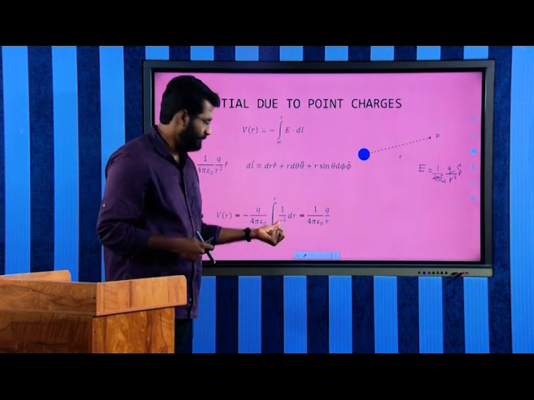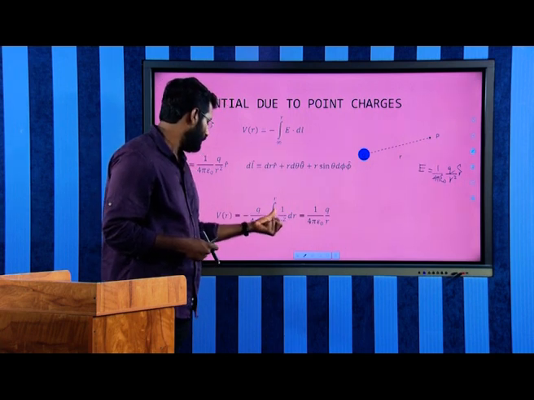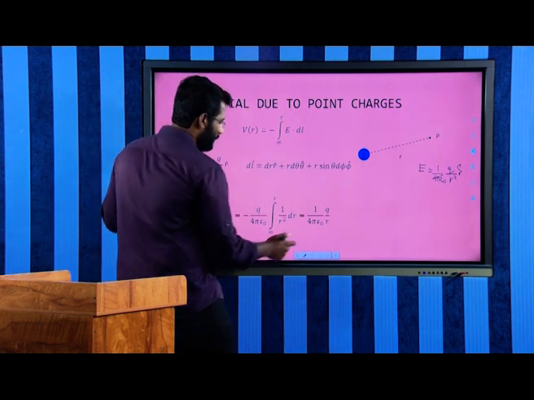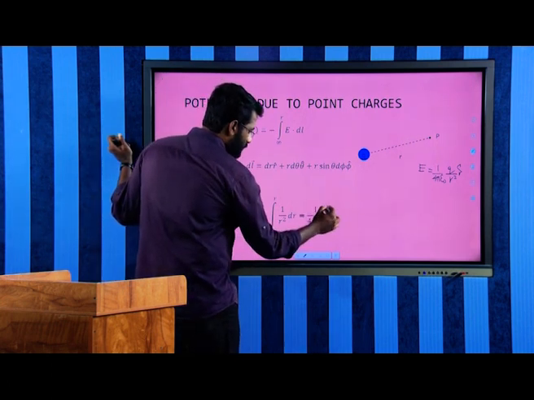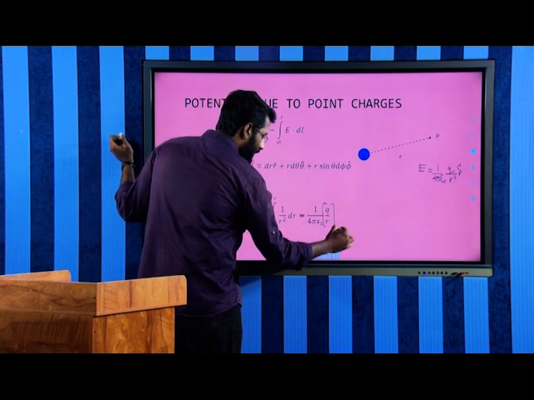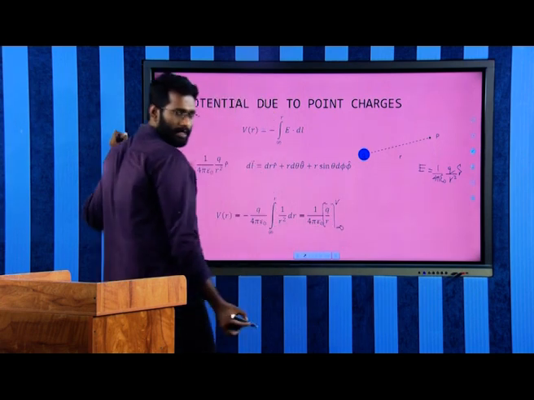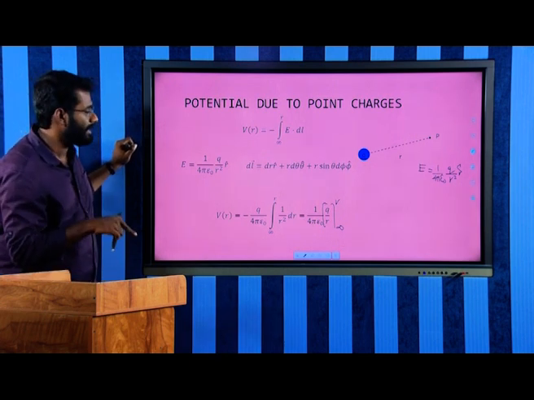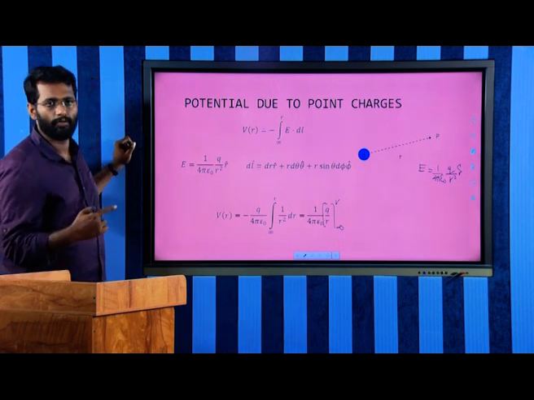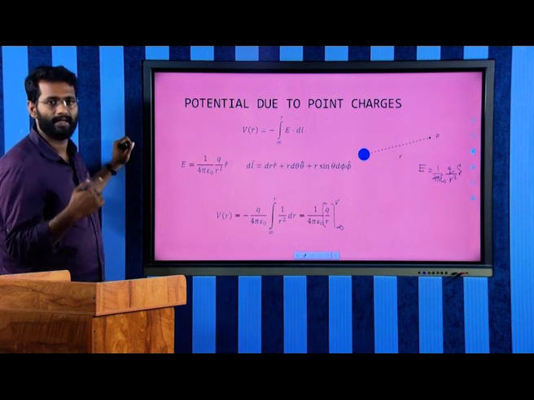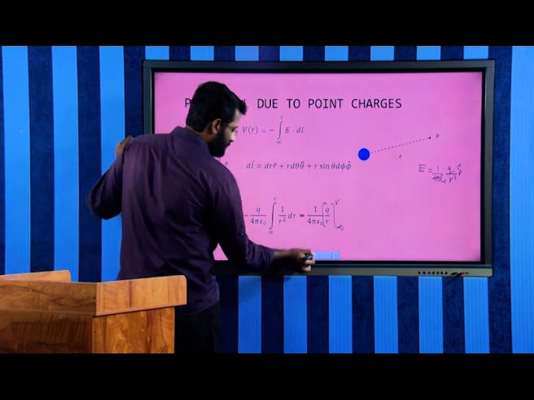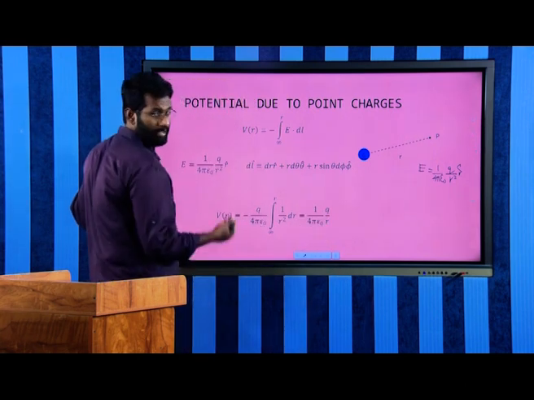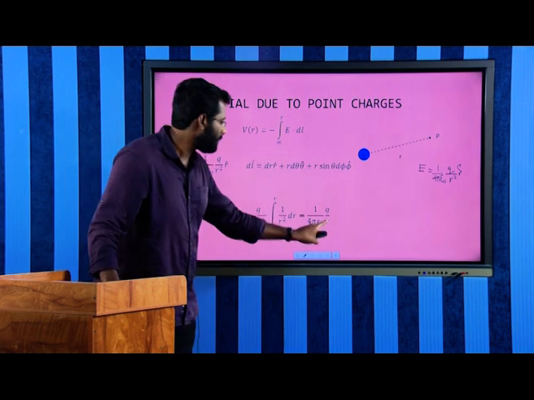The integral of 1 by r square becomes minus 1 by r, and with the minus sign in front, the minus sign goes away and we get q by r within the limits infinity to r. So when you give the upper limit, it becomes q by r minus q by infinity. Q by infinity, that is 1 by infinity, is 0. So finally we get the same result, q by r. That is the advantage of taking the reference point as infinity; we only remain with this.